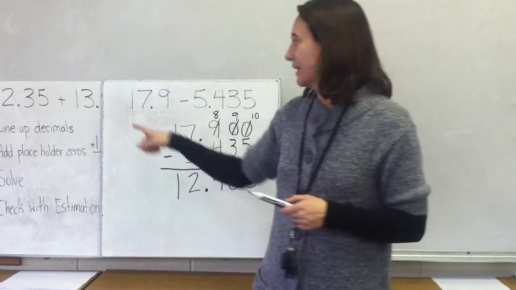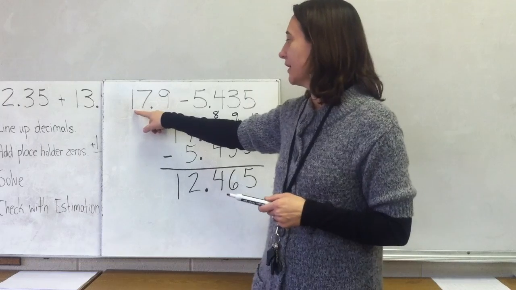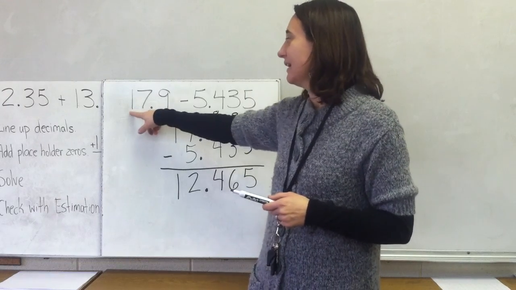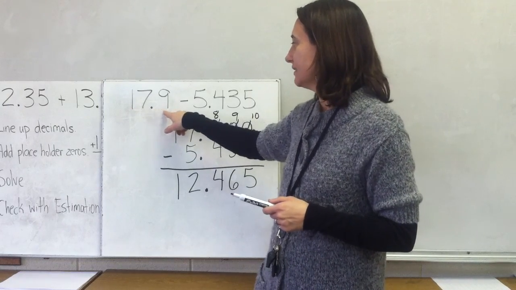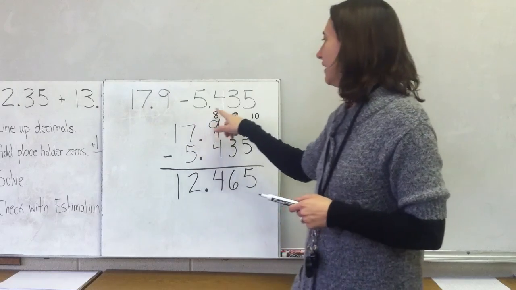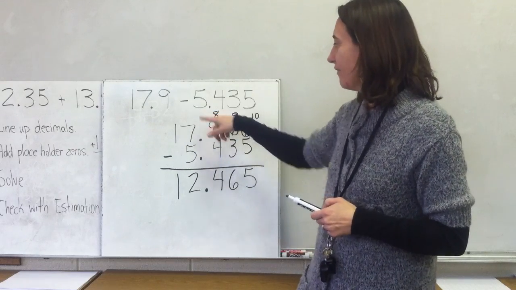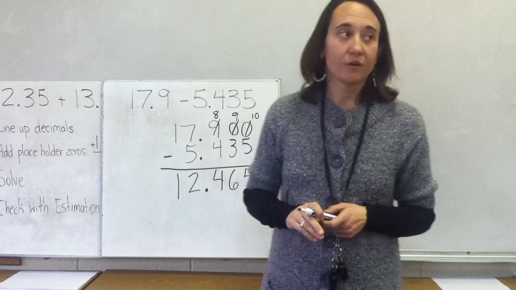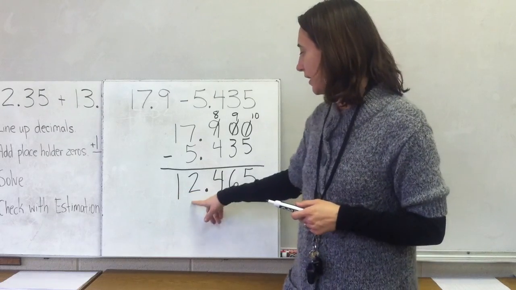And we can check that by saying, look, we're subtracting about 18, because 17 and 9 tenths is about 18. 18 minus about 5, which would be 13, and that's really close to what we got, which is 12.